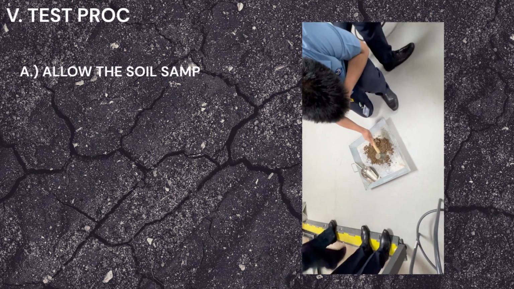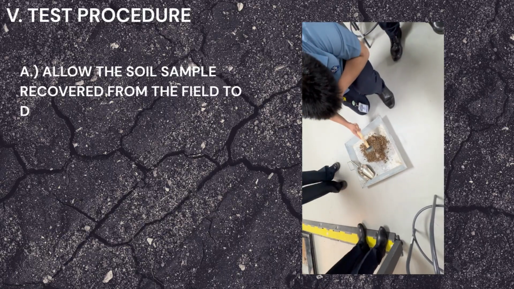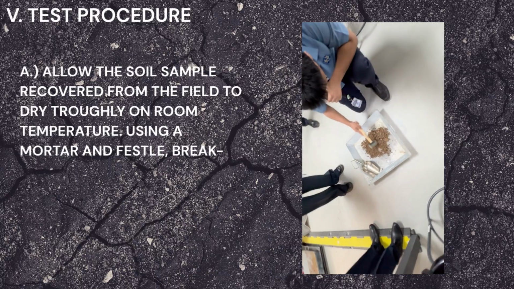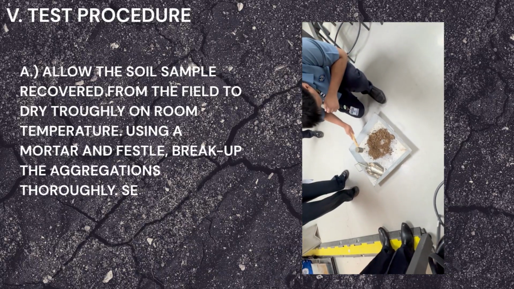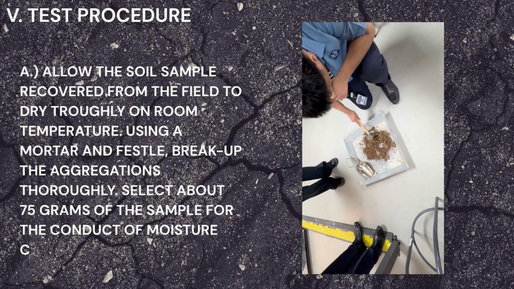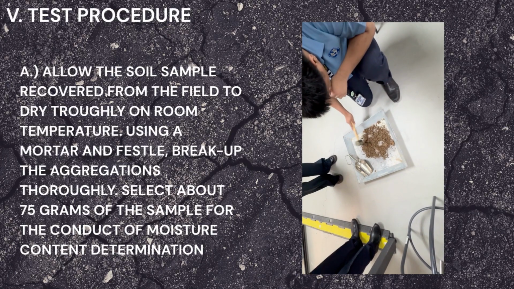Allow the soil sample recovered from the field to dry roughly at room temperature. Using a mortar and vessel, break up the aggregations thoroughly. Select about 75 grams of the sample for the conduct of moisture content determination.